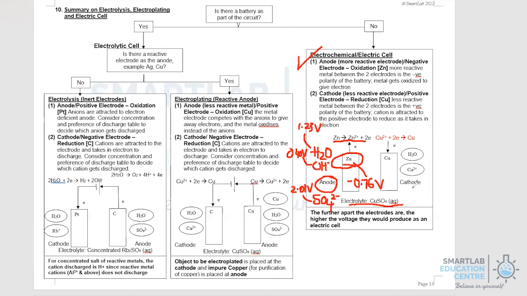While at the cathode, the same analysis will be utilized. In the case of copper, the standard electrode potential value is 0.34 volt, while in the case of water reducing to form hydrogen gas, it is negative 0.83 volt. So therefore, because of that, Cu2 plus will be reduced to form copper.